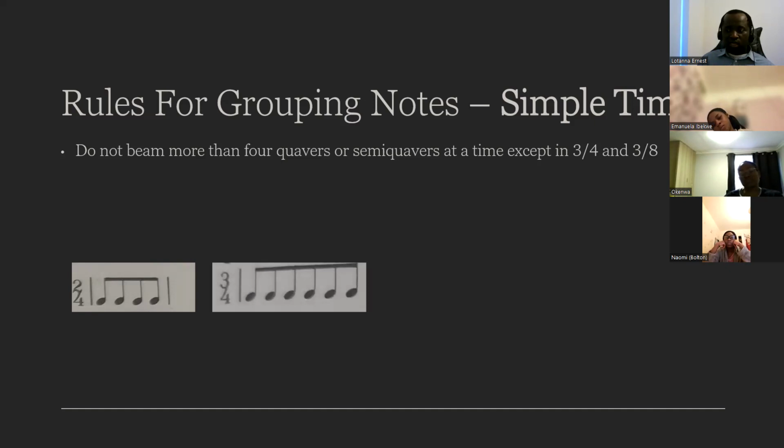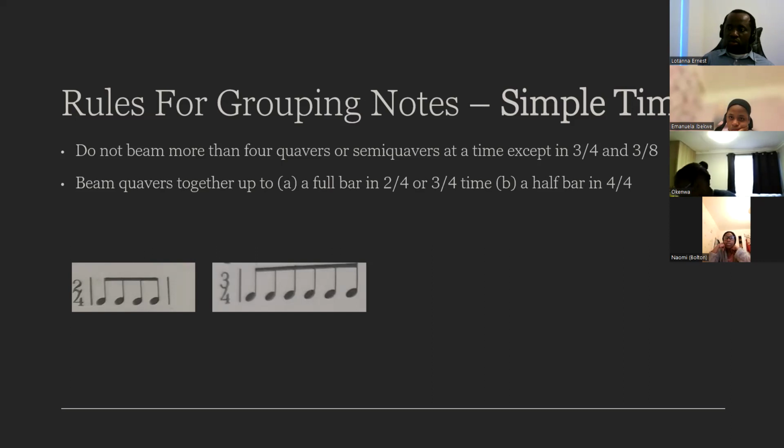Now, I talked about 3/4. In 3/4, you can beam 6 quavers. Remember, I gave you the exception to this 4 quaver rule or 4 semi-quaver rule: if it is 3/4, you can beam 6 quavers. If it is 3/8, you can beam 6 semi-quavers. That means you can beam all the notes that make up that bar. If they are all quavers or semi-quavers, you can beam everything together.